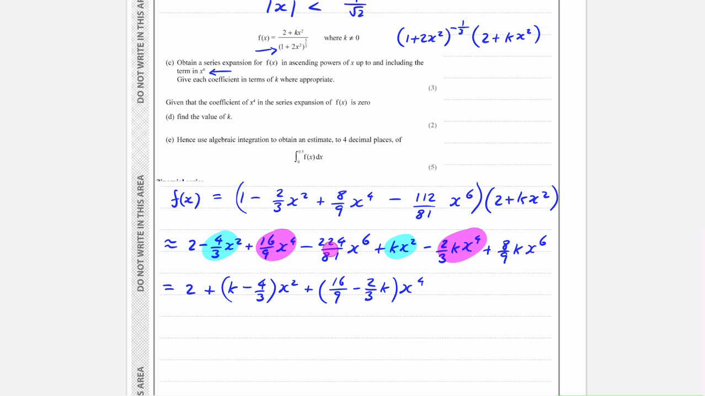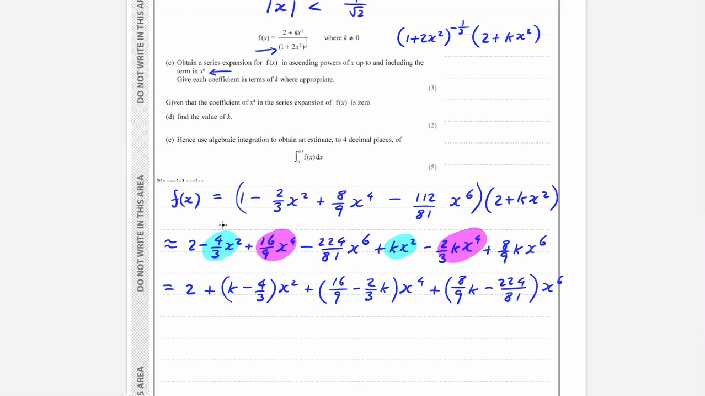And then finally, this guy with this guy, I will start with the 8 over 9. It looks a bit better. 8 over 9 k minus 224 over 81, close brackets, x to the 6. Okay, tricky, guys. Easy to mess up. Just be super careful. Okay, that's part C.